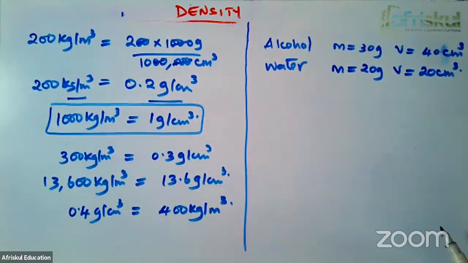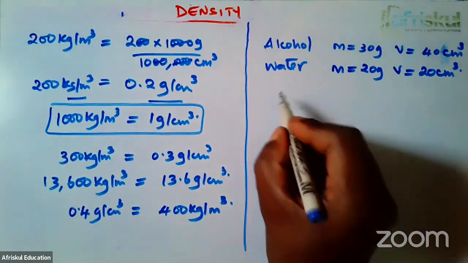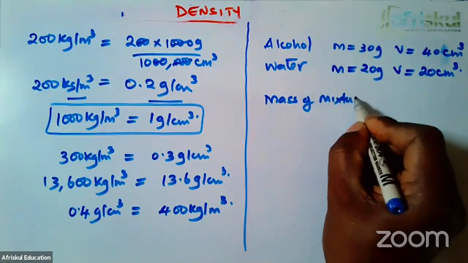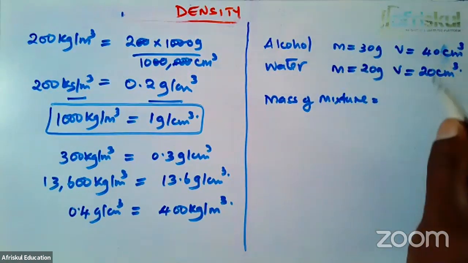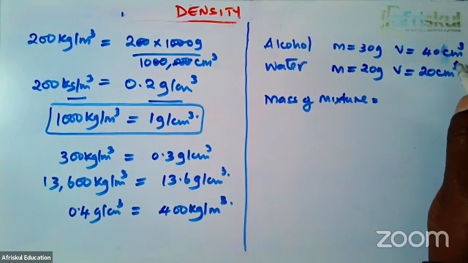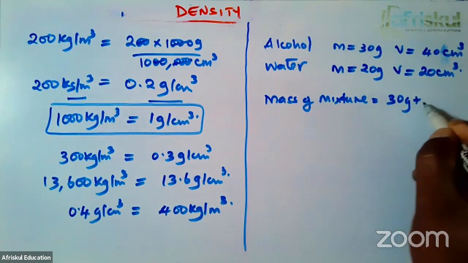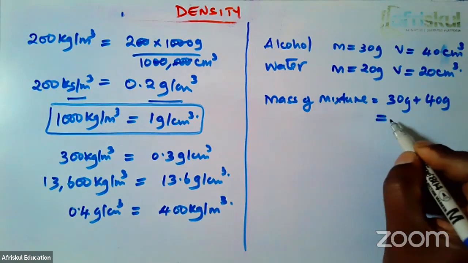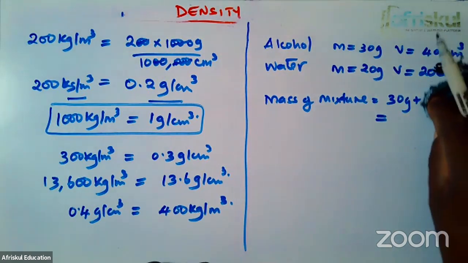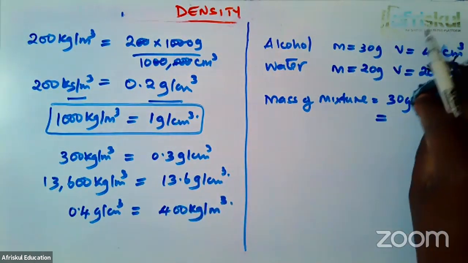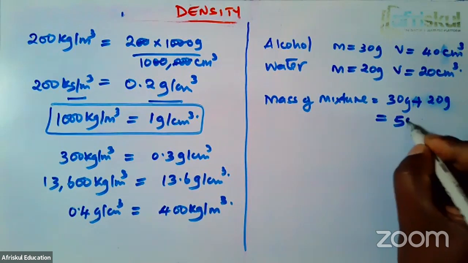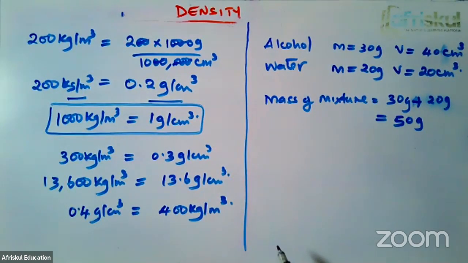Then now you mix these. When you mix them, you'll find that the mass of the mixture is going to be the sum of the masses of the two substances. That means 30 grams of alcohol plus 20 grams of water. Sorry, it is 30 plus 20 grams, not 40 grams. 40 was the volume of alcohol. So 30 grams plus 20 grams gives us 50 grams. So the mass of the mixture is 50 grams.